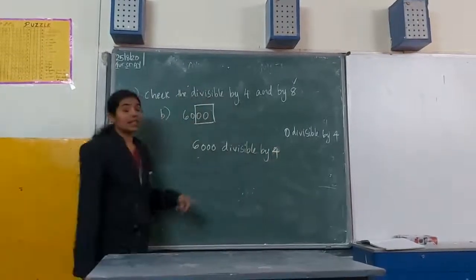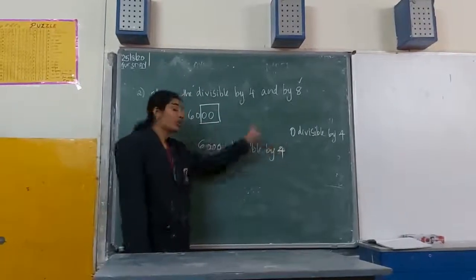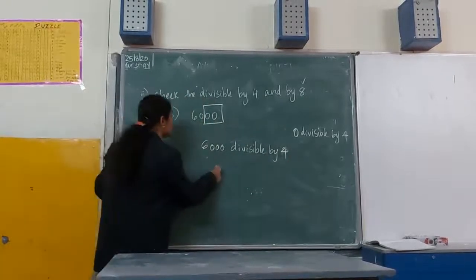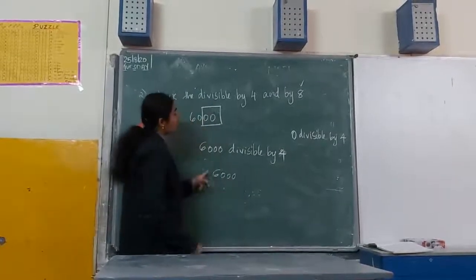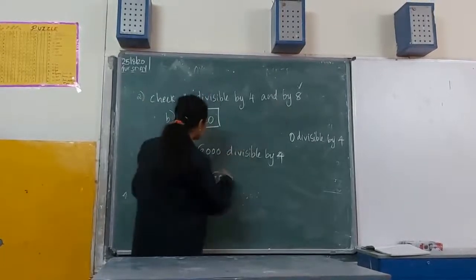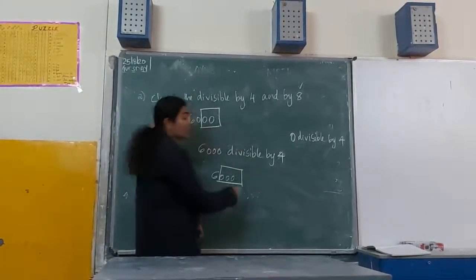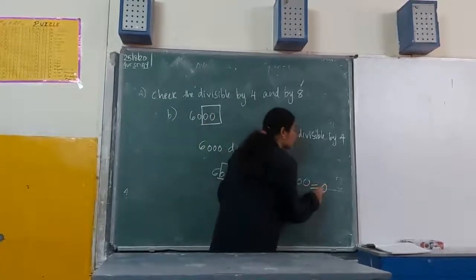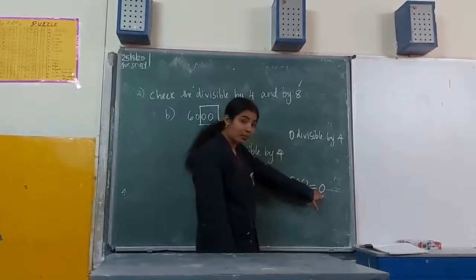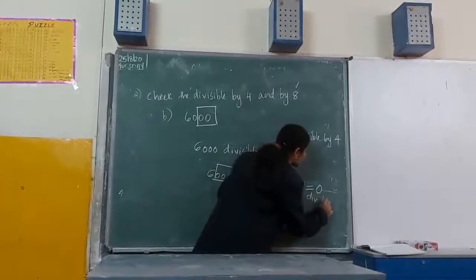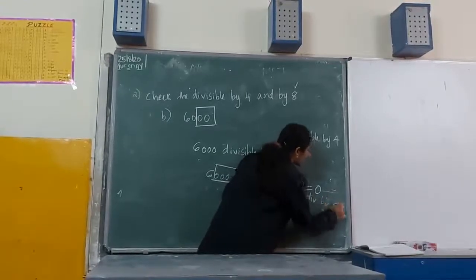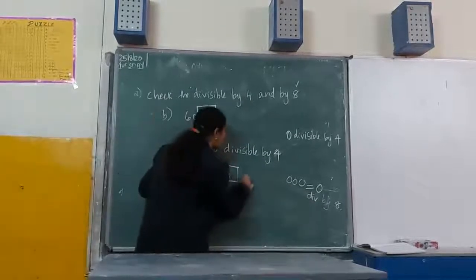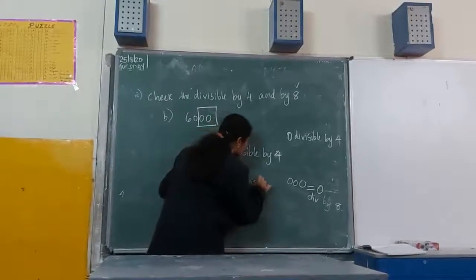So how are you getting it? The last two digits are divisible by 4. So the given number 6000 is also divisible by 4. Next you see, check the divisibility by 8. How to check its divisibility? See last three digits, which is that 0, 0, 0. That means 0. 0 is divisible by any number. So 0 is divisible by 8. So this number is divisible by 8. So we can say 6000 is also divisible by 8.